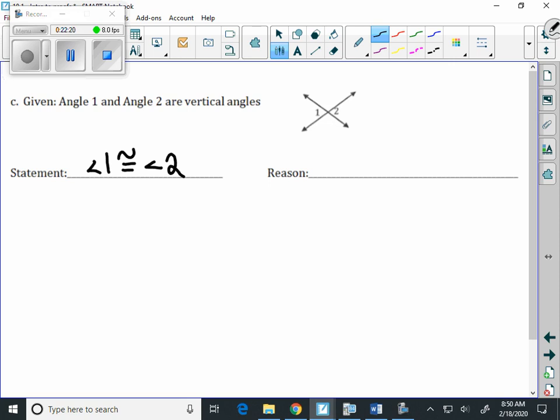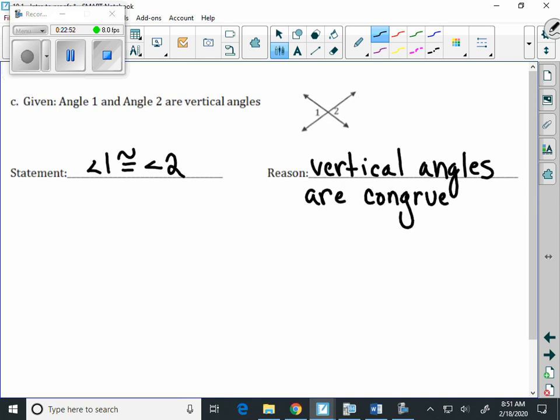But nowhere in the definition of vertical angles does it say that they're congruent. It says that they are equal. So there's a couple of reasons. I think the one that's going to be easiest for us is simply to say that vertical angles are congruent. We just make that statement, which comes from the fact that they're equal, so then we take them to the next level, which is congruent.